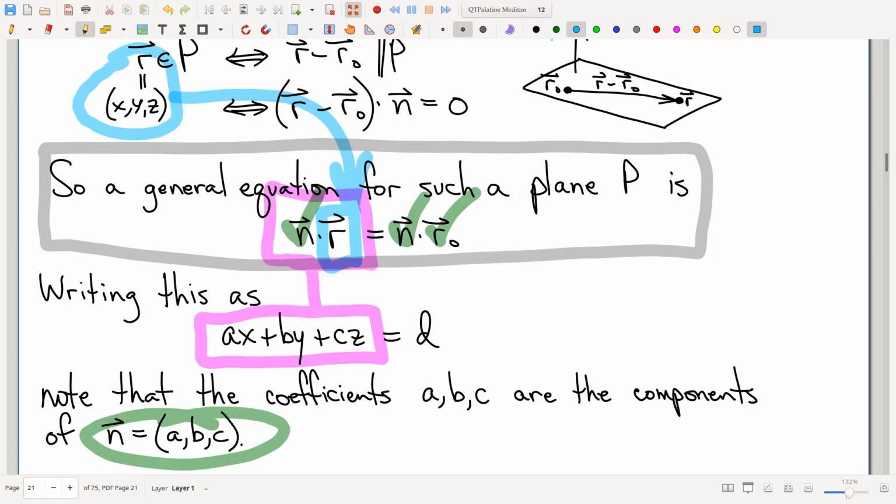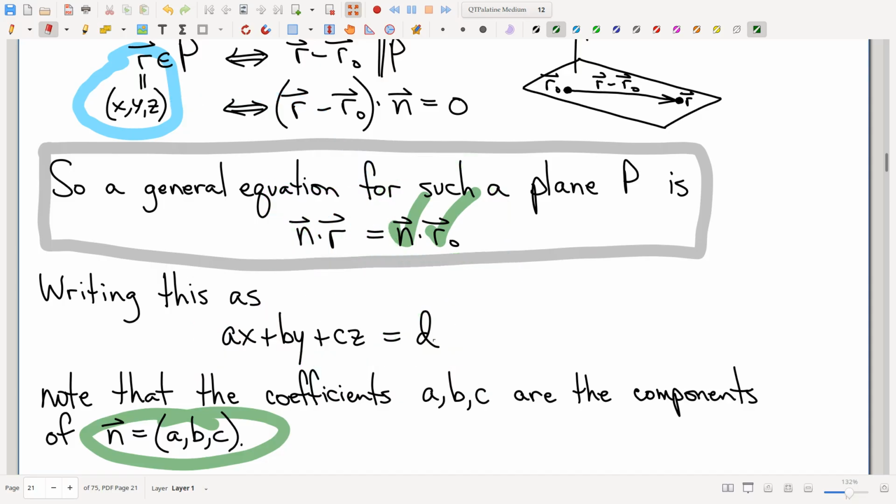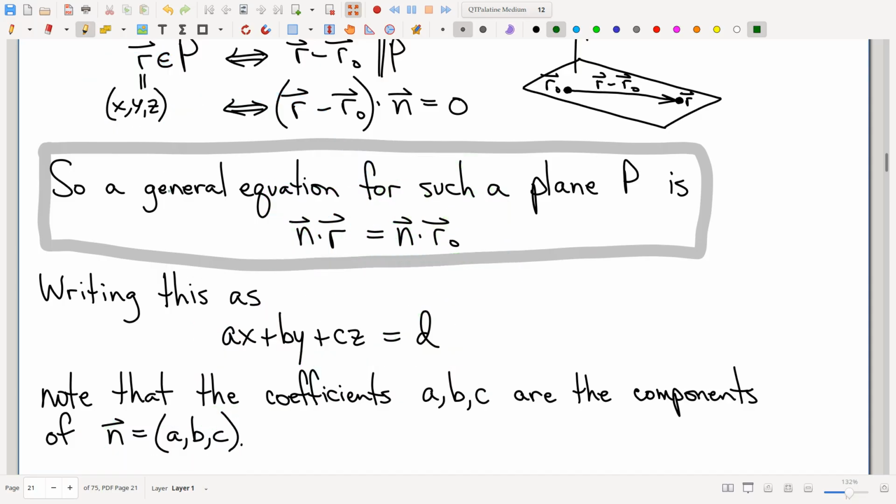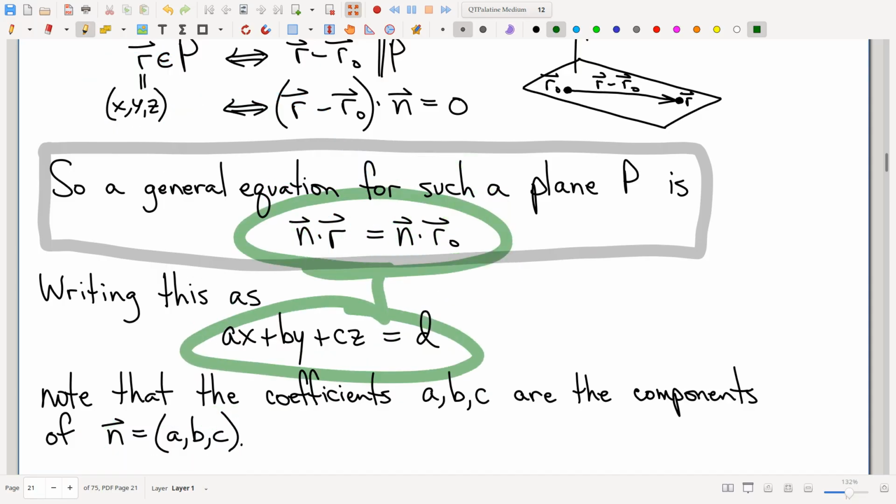And this thing on the right, N dot R naught, well, we know both of those things. We can explicitly crank that out too. It'll be some value, whatever. It's some number. Let's just call it D. So this is a different form, morally the same equation. This is written out in coordinates.